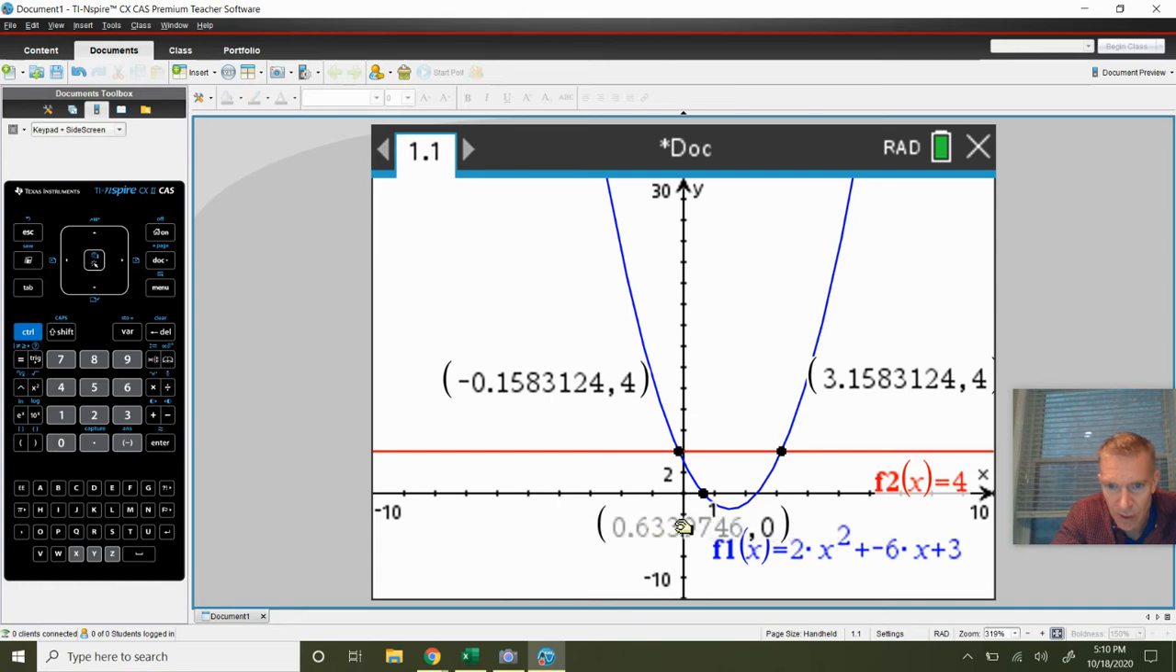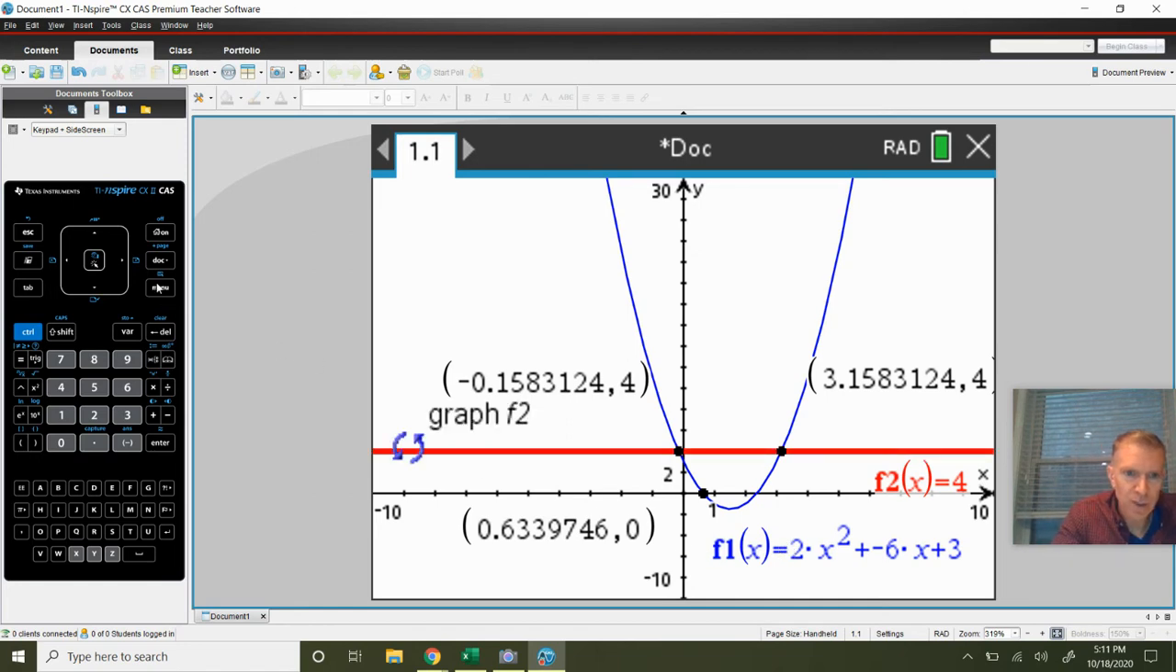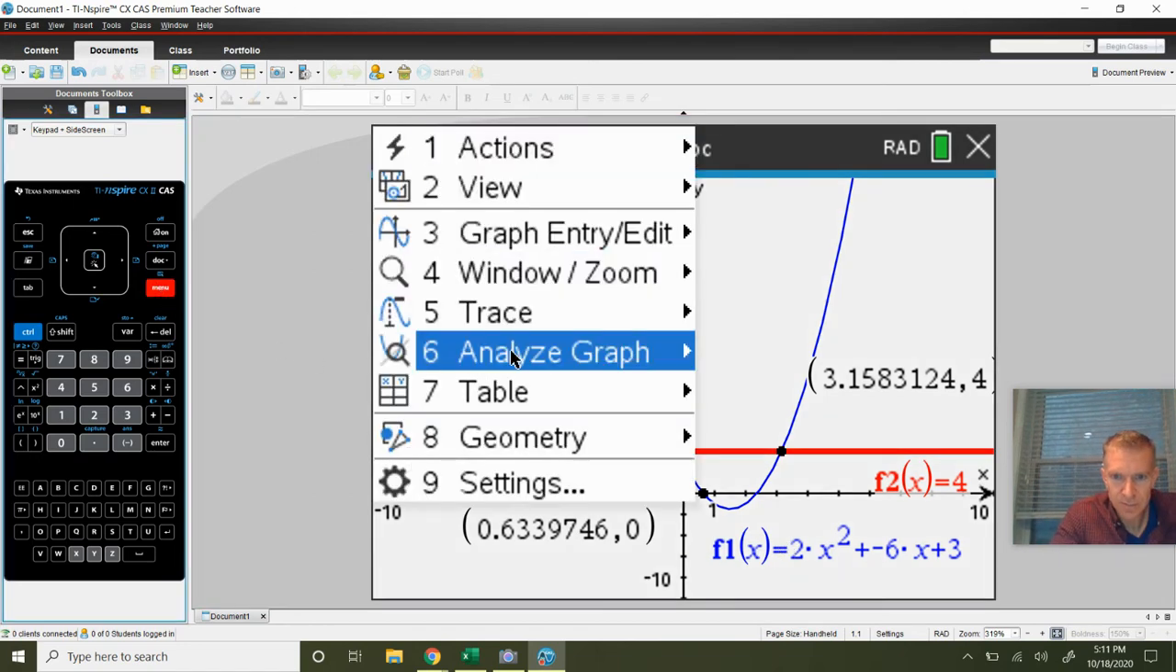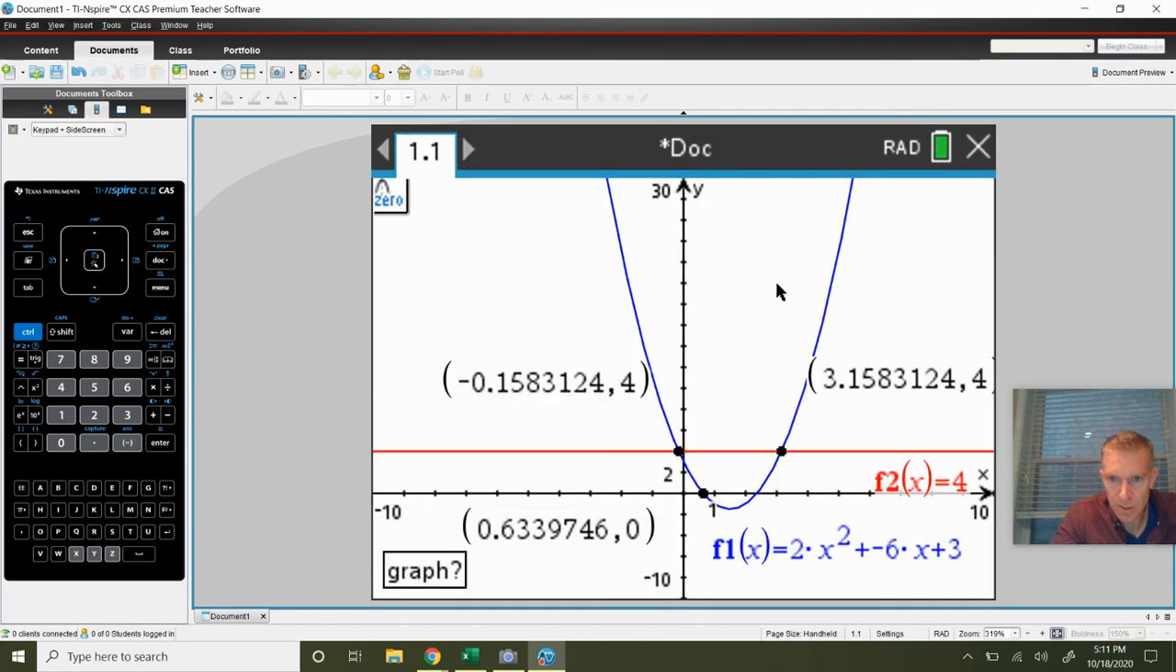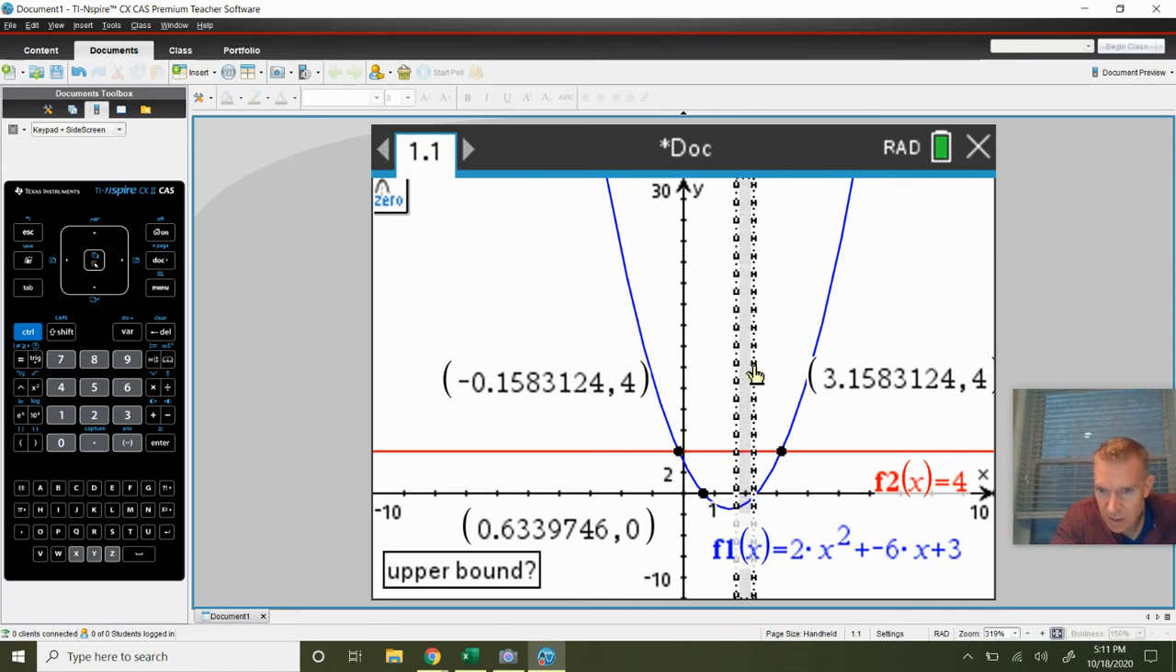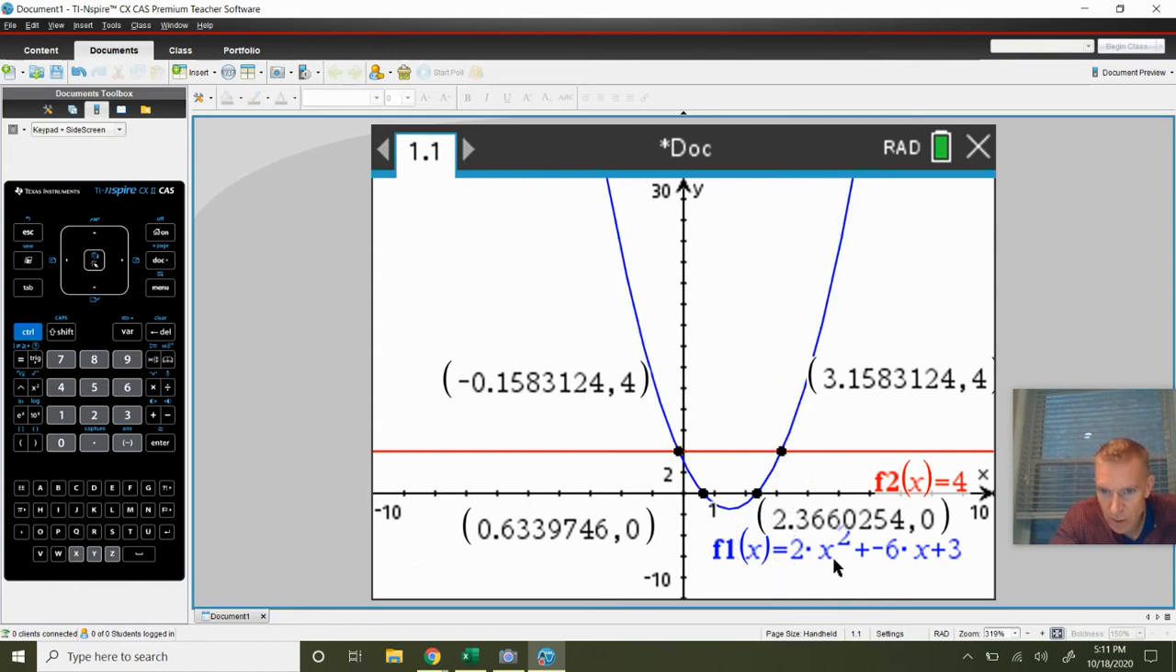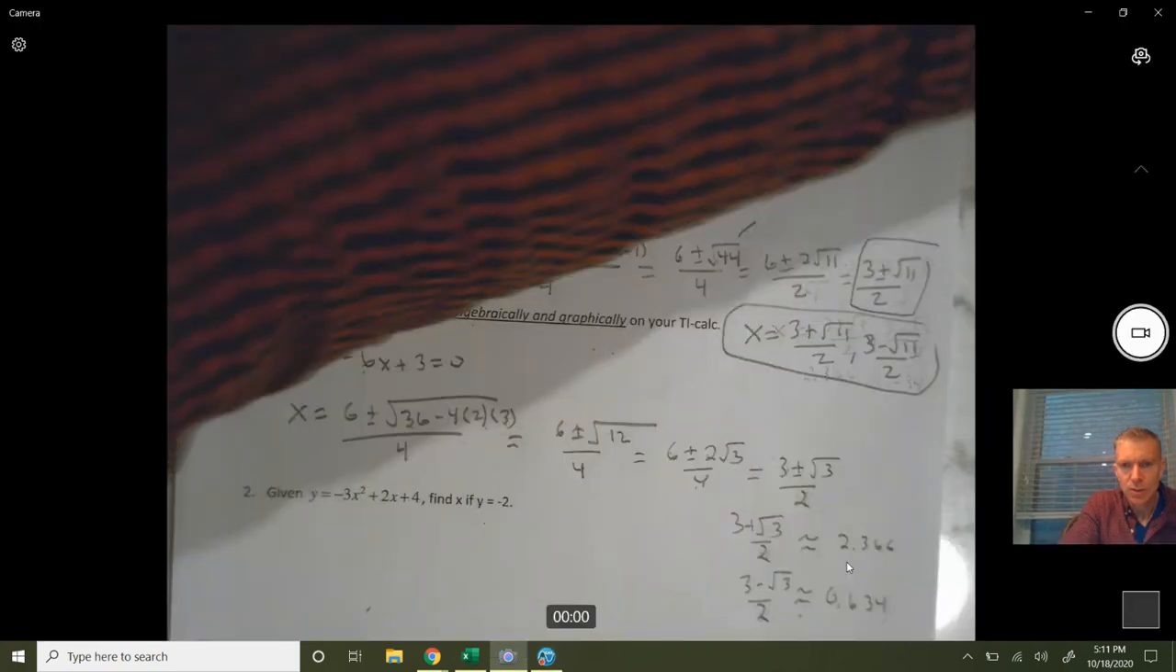We can move that out of the way. 0.633 or 0.634. That's what we got. Let's find the other 0. Menu, analyze graph, 0. And now which graph? Again, we want this graph. We want the lower bound. So that's the 0 we want. Don't put it on the 0. Put it to the left of, or a lower bound. Hit click and then shade to the right. And now your upper bound is there. It's going to find your 0 between those two x values. So we get 2.366. So those are the 2 answers that we got. Okay.